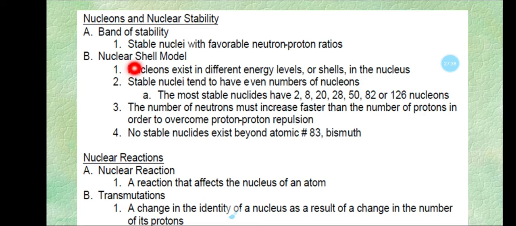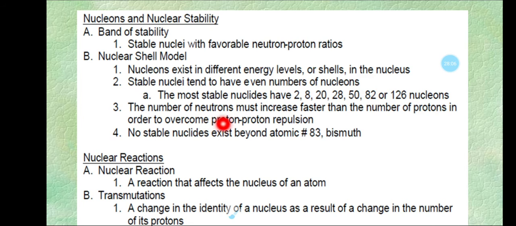Second is the nuclear shell model. According to this model, nucleons exist in different energy levels of shells. Stable nuclei tend to have an even number of nucleons. These numbers are called magic numbers. Most stable nuclei have 2, 8, 20, 28, 50, 82, 126 nucleons present.